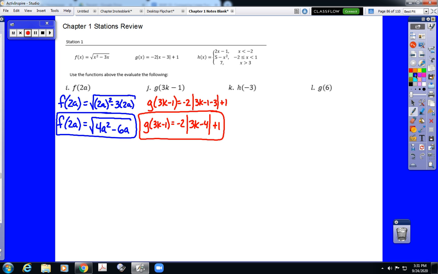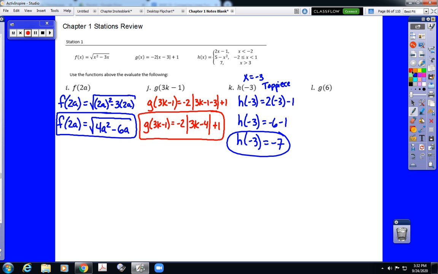Okay, for part K, it says that we're going to evaluate h when x equals negative 3. So that is the top piece, because x equals negative 3 is less than negative 2, so that would be the top piece, meaning that h of negative 3 gets plugged into that top piece, 2 times negative 3 minus 1. So h of negative 3 is negative 6 minus 1, or negative 7.